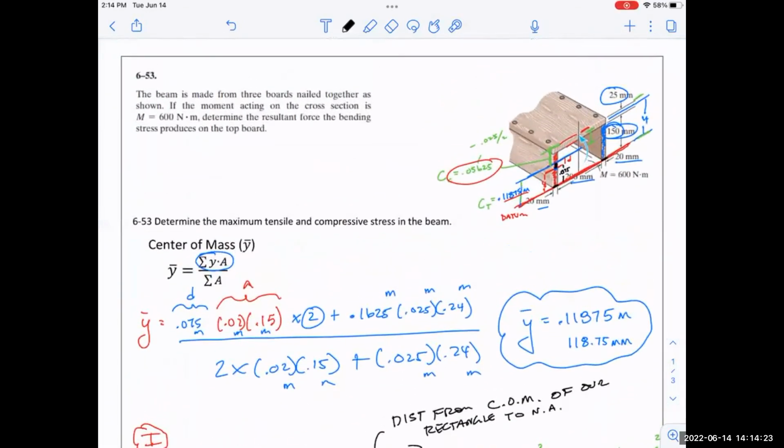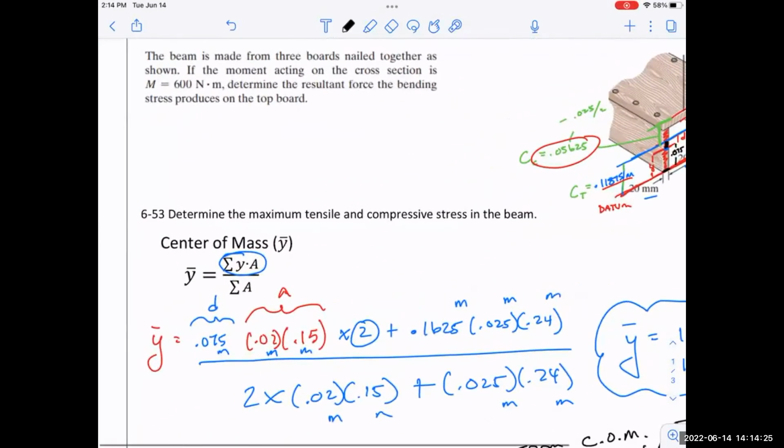I changed this question to my own and just said I want the maximum tensile and compressive stress in the beam. Notice they said determine the resultant force the bending stress produces where? Just on the top board. Like they just said, who cares about the bottom? Let's just worry about what's on top. And that's okay as an engineer.